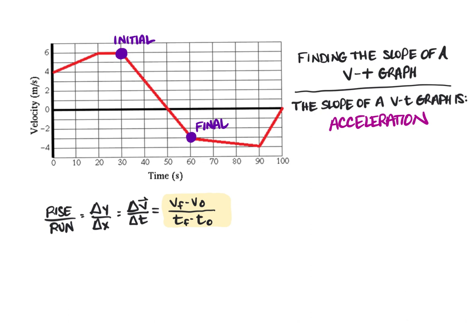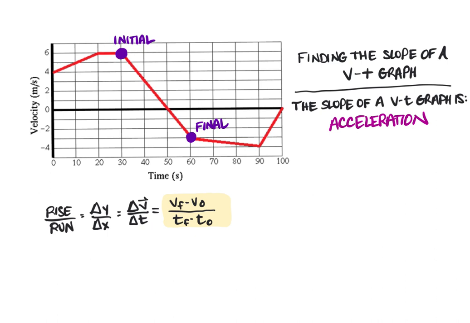So all I'm going to do, remember the slope is the rise over the run. That's the change in the y values divided by the change in the x values. But because we don't need to use y and x, we have actual variables on our y and x axis, so we'll substitute those in. And that gives us the change in the velocity over the change in time, which is the definition of acceleration. So change in velocity is just the final velocity minus the initial velocity. Change in time is just the final time minus the initial time.